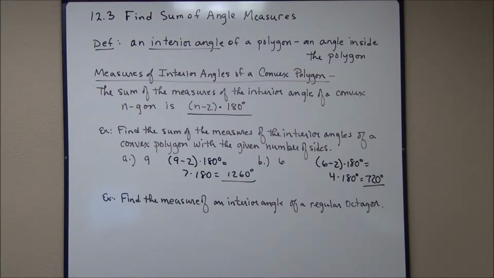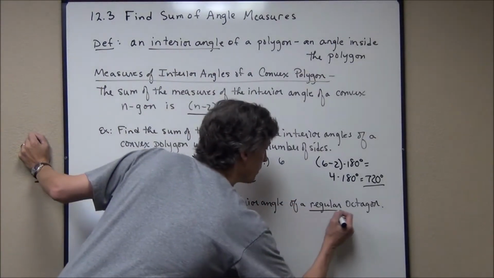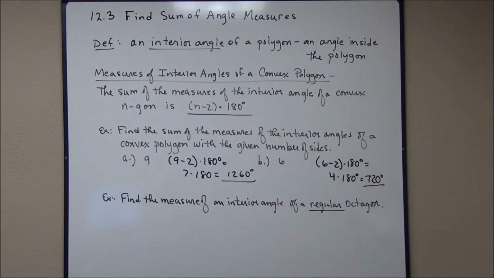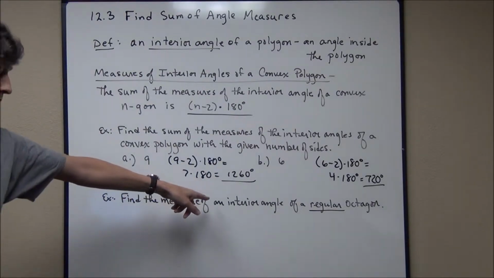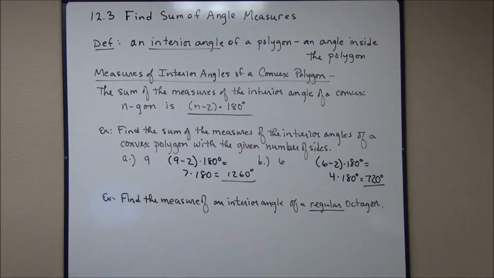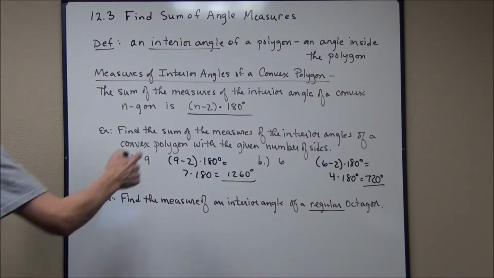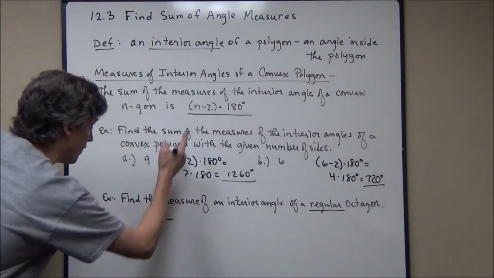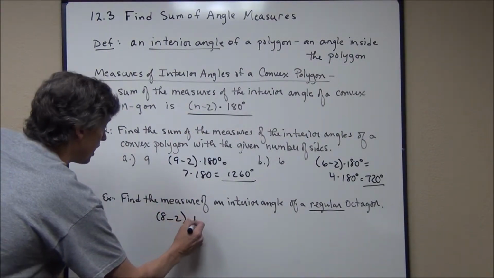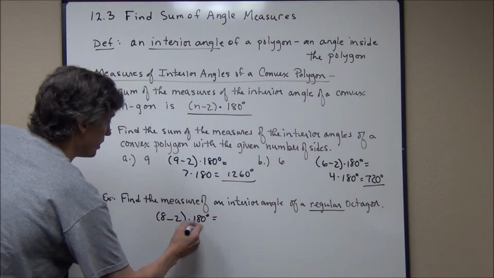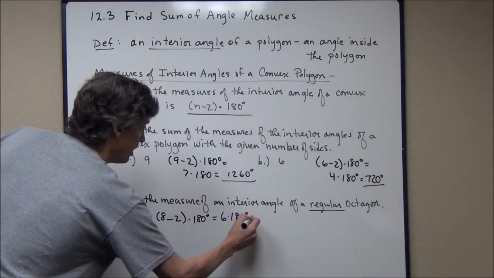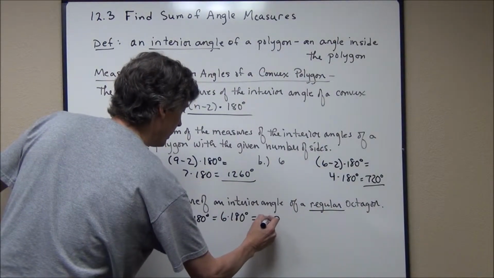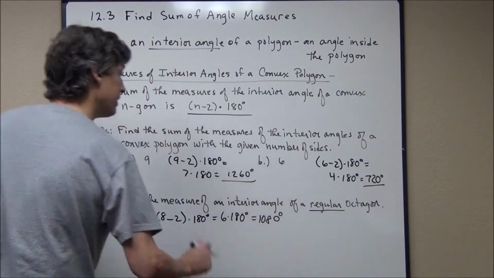Now remember, in this next example, what it means when you have a regular polygon. A regular polygon means all the sides are the same length and all the interior angles are of the same measure. We're asked to find the measure of an interior angle of a regular octagon. I start off by using this formula to find the sum of all of the angles. So I'm going to plug in 8 for n, 8 sides, 8 minus 2 times 180. So 8 minus 2 is 6 times 180, which is 1080 degrees. That's not my answer.